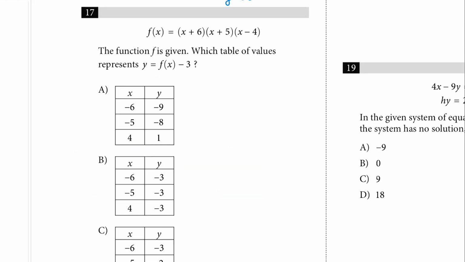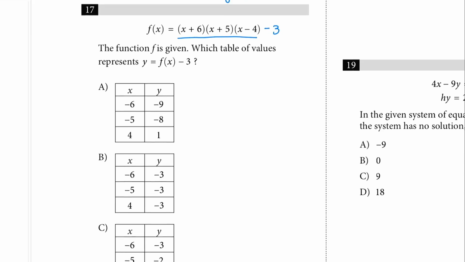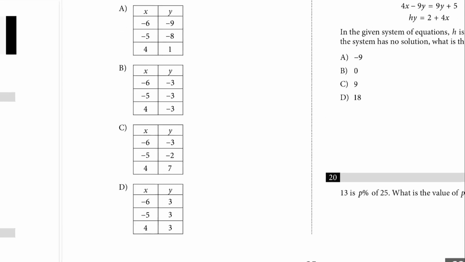The function f is given. Which table of values represents the function minus 3? This is going to be a cubic function, and we know that because there are 3 x's there, and all we're having is a vertical shift from that original graph, and we're going to go down 3. So let's take a look at the options real quick.